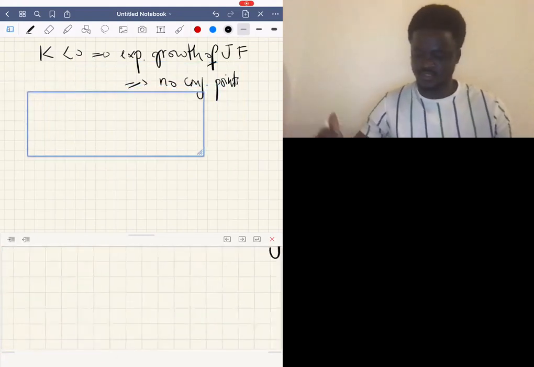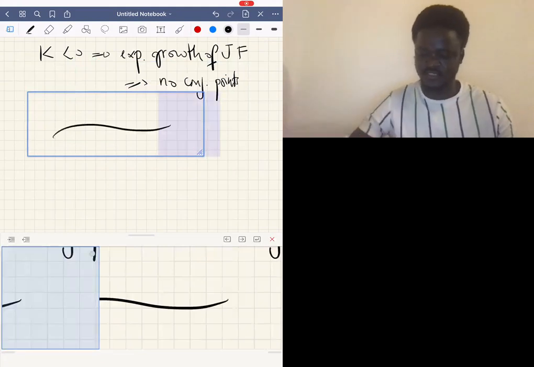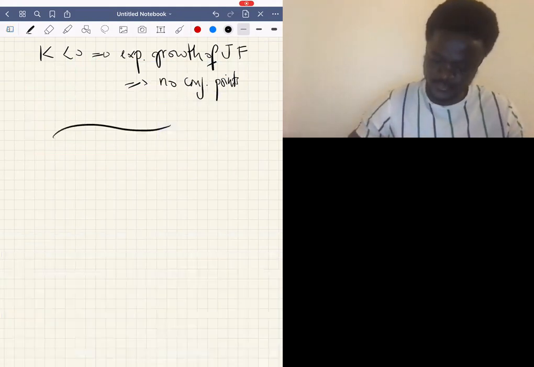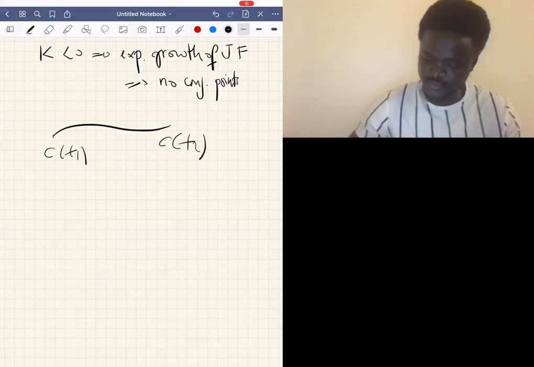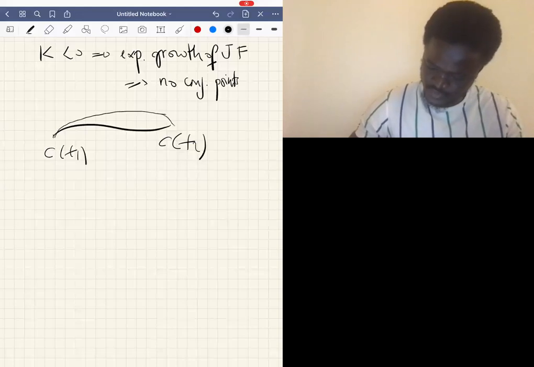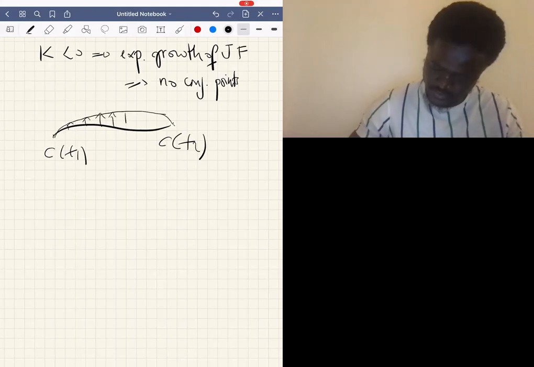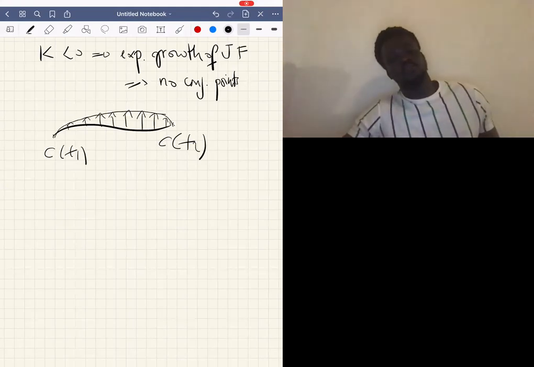So the picture you would have is, if you have this is your geodesic, and then this is C T1, this is C T2. You have the Jacobi field that is vanishing here, but not identically zero. It's growing and starts decaying to get zero. So these 2 points will be conjugate.